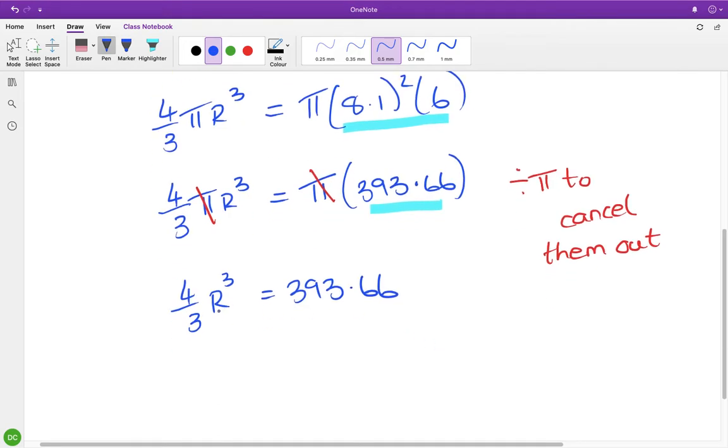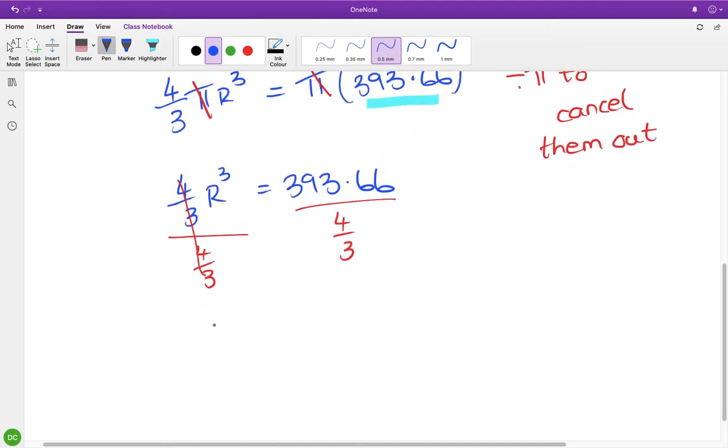This r is the radius of the sphere. That's what I don't know. So if I have a number and a letter and I want to isolate the letter, I just divide by the number and that will cancel it out. But if I do that on one side, I have to do that on the other side. So I divide the other side by 4/3, sorry, not 4 cubes. So there's r cubed, and the other side, if I type it in, becomes 295.245.